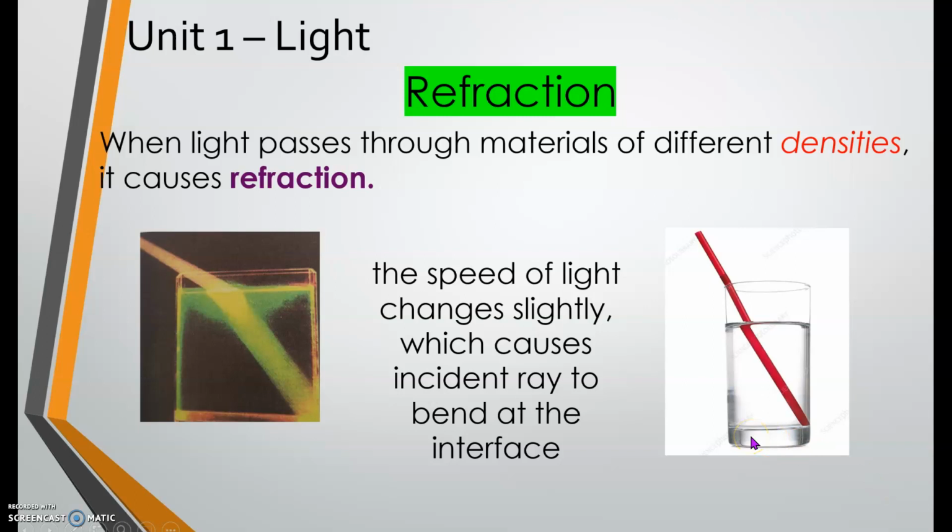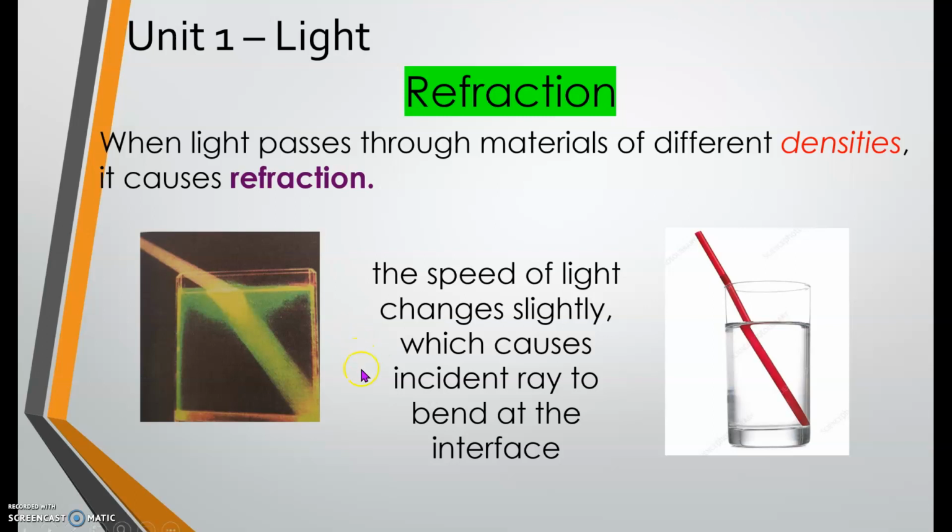Okay, now let's talk about refraction. When light passes through materials of different densities, it causes refraction. So when light travels from air to glass or water, the density is different. The compact mass of this material is different from the density of air. So it says here the speed of light changes slightly, which causes the incident ray to bend at the surface.